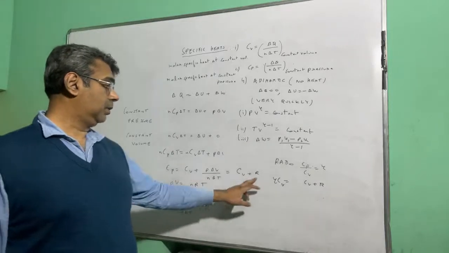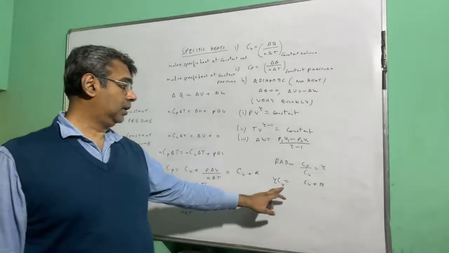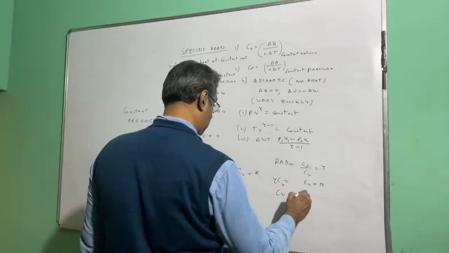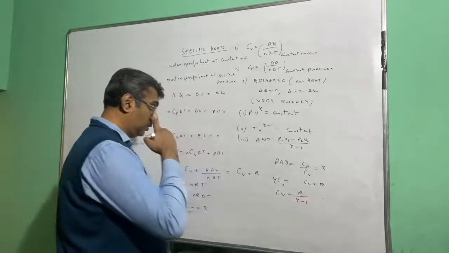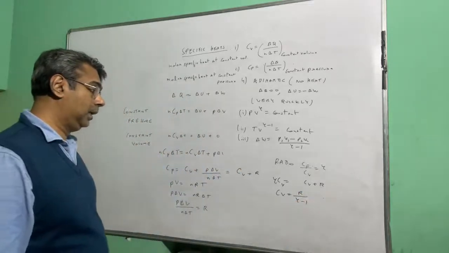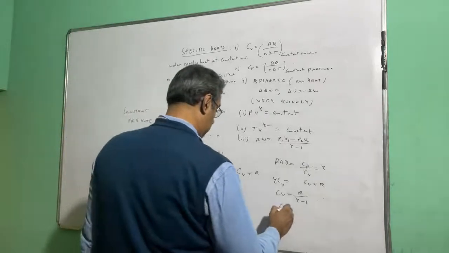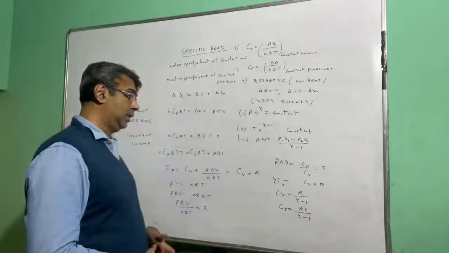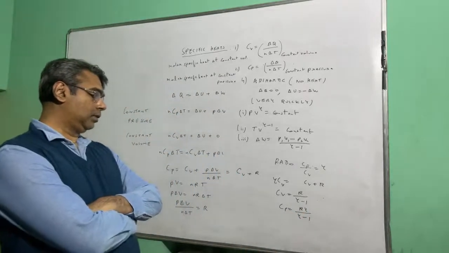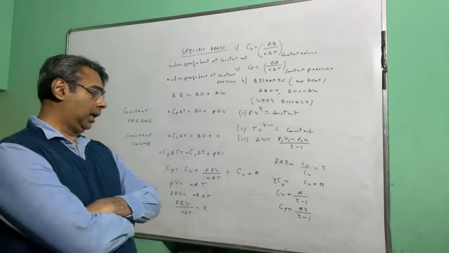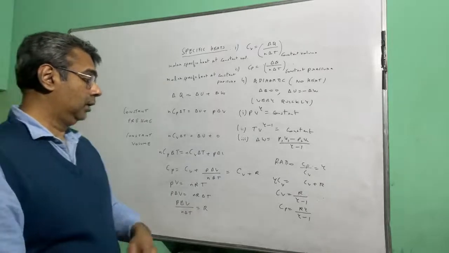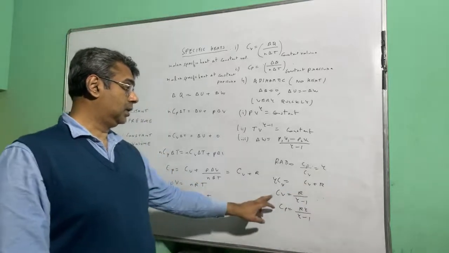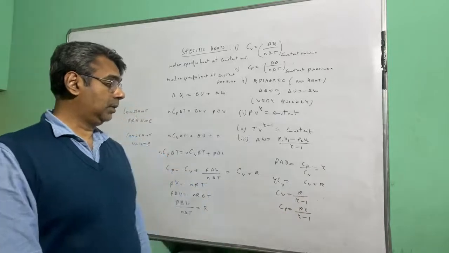The formula is Cp equal to Cv plus R. So instead of Cp you write gamma into Cv. So gamma Cv is Cv plus R. So Cv will be equal to R by gamma minus 1, and this Cv, if you put it here, Cp will be R gamma by gamma minus 1.